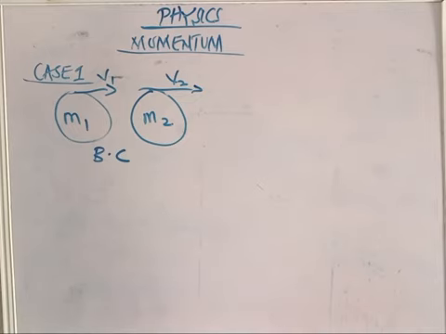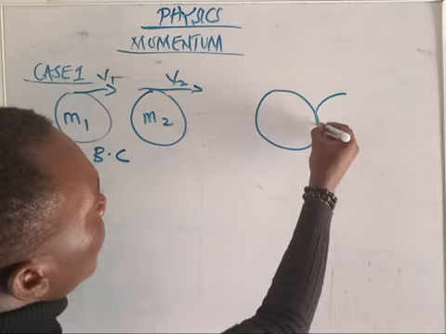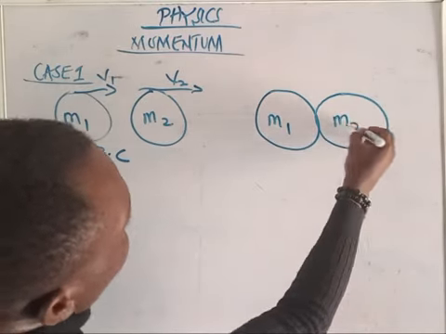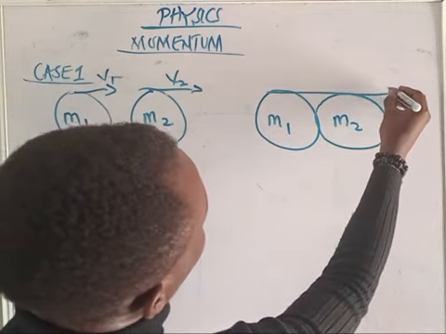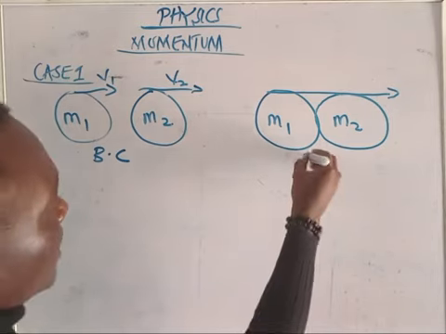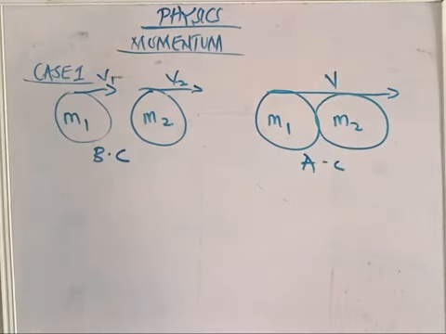Now, after these two balls collide, what are you going to have? You're going to have the two balls stick together. Of course, you should know that in collision we have two types: what we call elastic collision, and what we call inelastic collision. Now this is after collision. It's going to be moving with a common velocity because the objects will stick together.